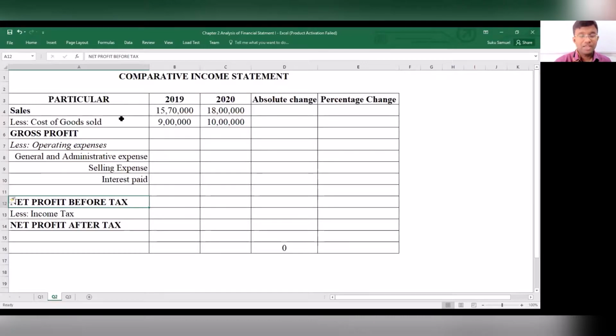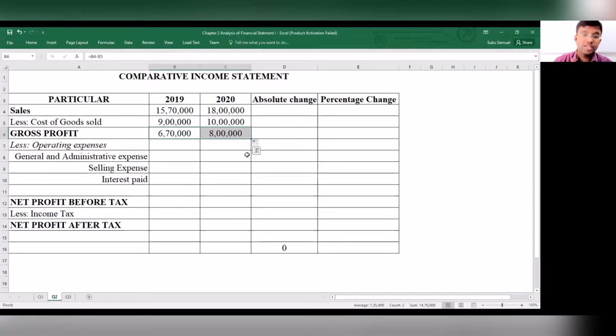So at first, whenever we prepare the income statement, we will always start off with the sales. From sales, we will have to subtract the cost of goods sold. Cost of goods sold has been given to us in the question directly. So let us calculate that. For 2019, sales is 15,70,000. Cost of goods sold is 9 lakh. So when you subtract, gross profit works out to be 6 lakh and then 70,000. Similarly, for 2020, the gross profit is 8 lakh. Now, this is the gross profit.